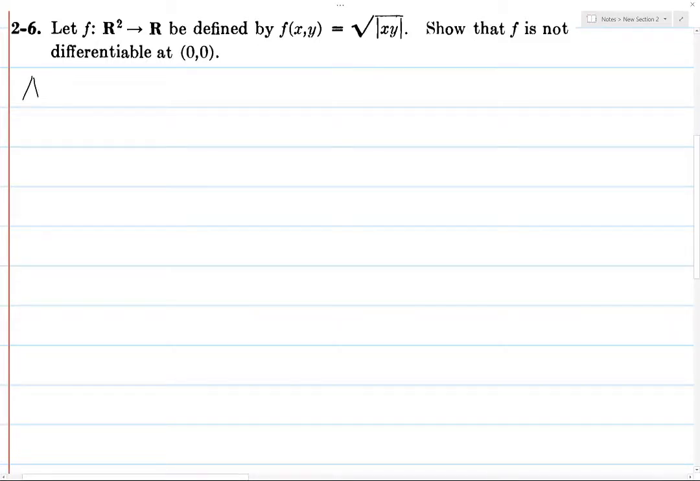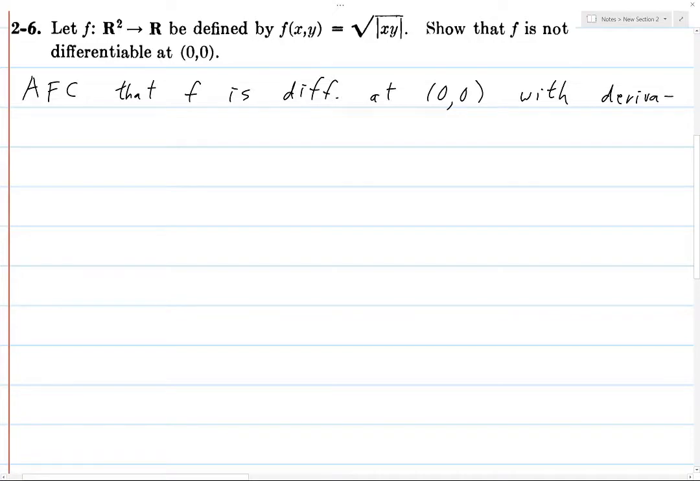So we're going to assume for contradiction that f is differentiable at (0, 0). So if it's differentiable, then it has a derivative. We haven't really been referring to this as the derivative.